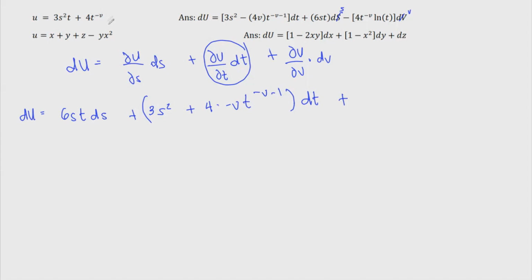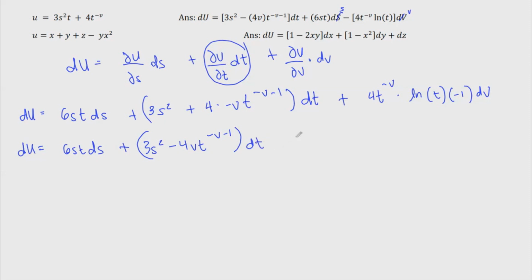And then for this one, we know that the base is constant. So we have 4t raised to negative v, and that is simply taking the ln of t, but we need to differentiate v, so that's negative 1. So that's negative 1, and then we attach t^v, because that's based on the expression. So with this, du is simply equal to 6st ds, and then I think we have plus 3s squared minus 4vt raised to negative v minus 1, and then that's dt. And then finally, we have negative 4t raised to negative v ln of t, and then that's dv.